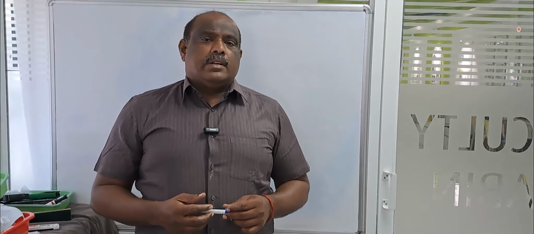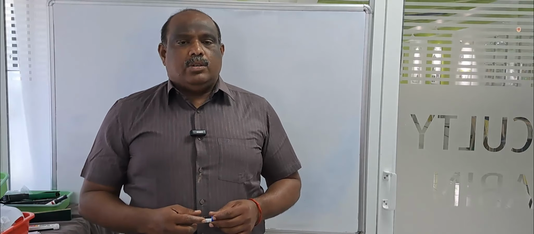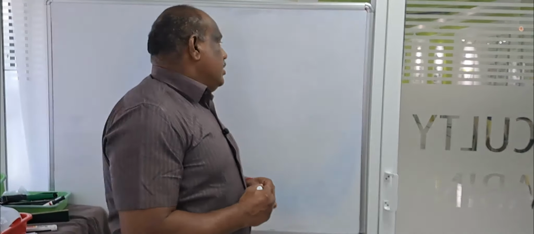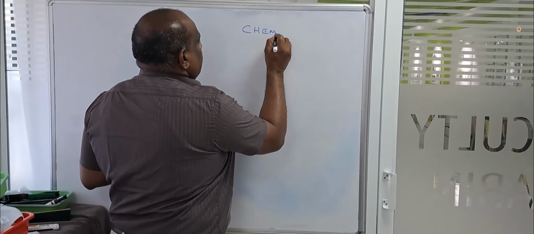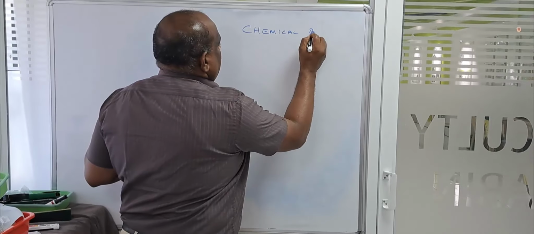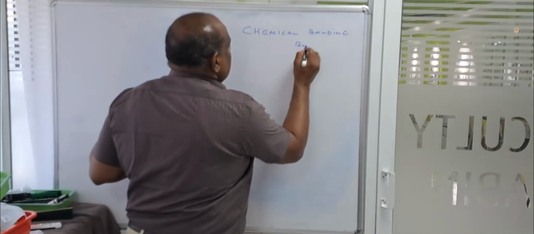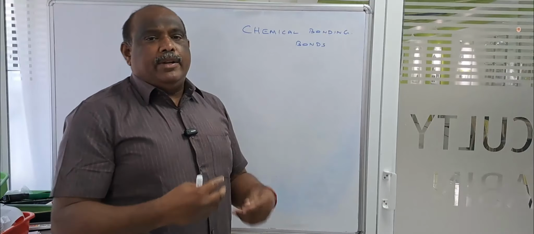Today let us discuss more about bonding, how the elements combine with each other to form new products or new compounds, and what type of bonding exists between them. So today we are going to see chemical bonding, or we can say bonds. What are the different types of bonds available? A bond is nothing but how they are bound, how they are combined together.